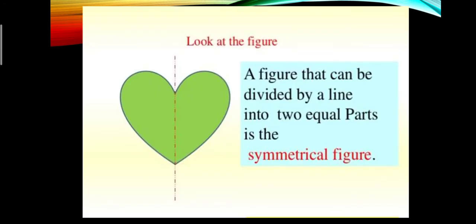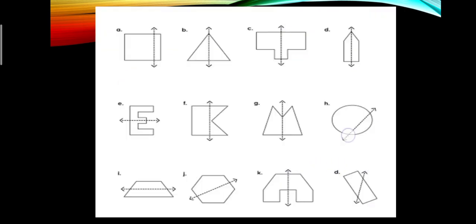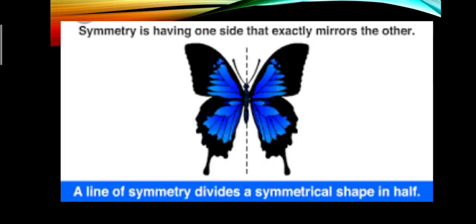So what is actually the line of symmetry? Yes, the figure that can be divided by a line into two equal parts, then the line is called the line of symmetry, and that figure which could be divided into two equal halves, that is mirror halves, then that figure is called as symmetrical figures. Understood? Next, symmetry is having one side that exactly has the mirror image of the other.